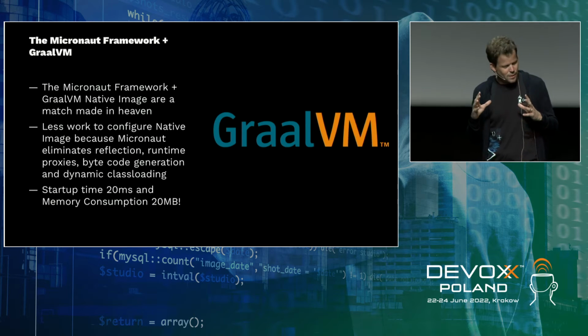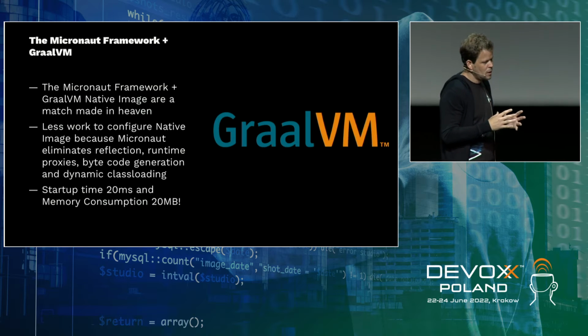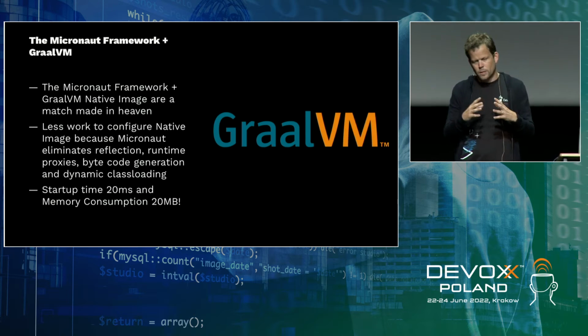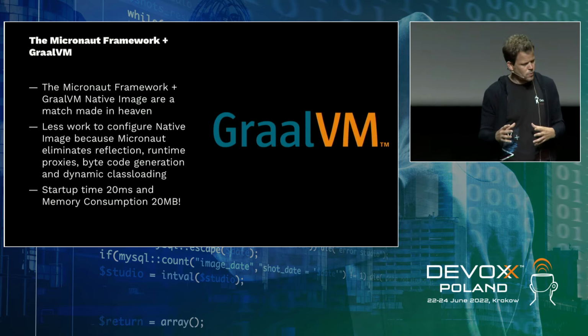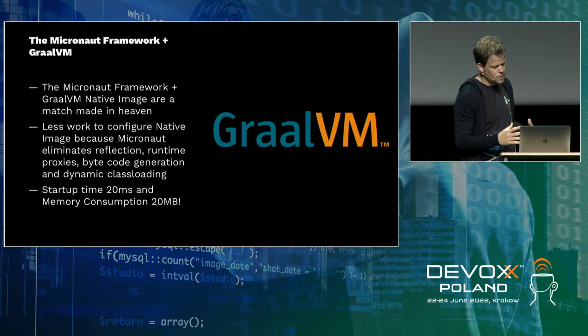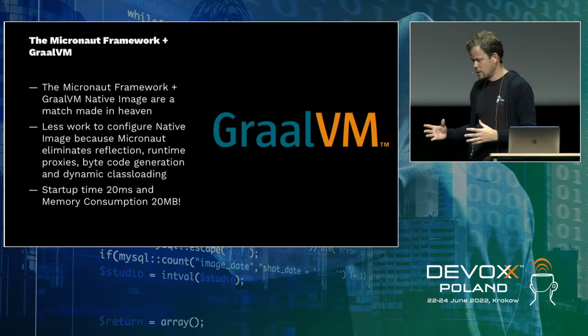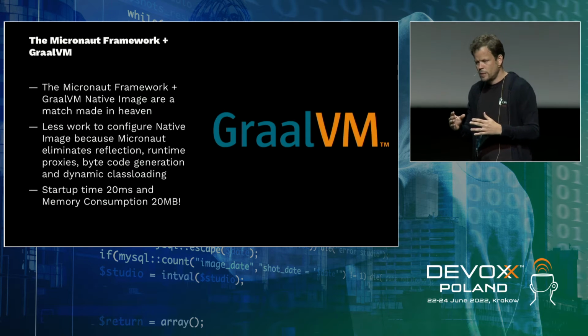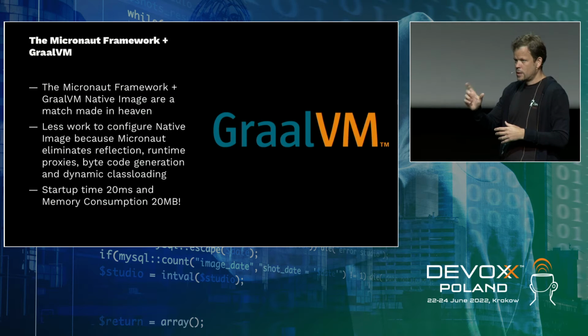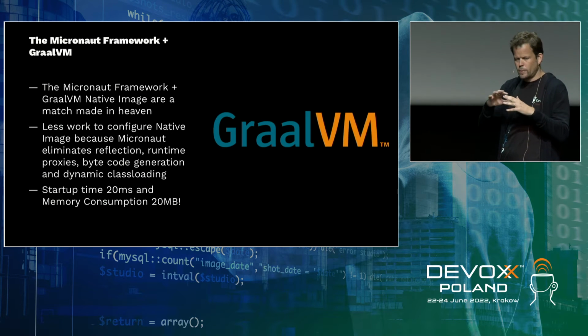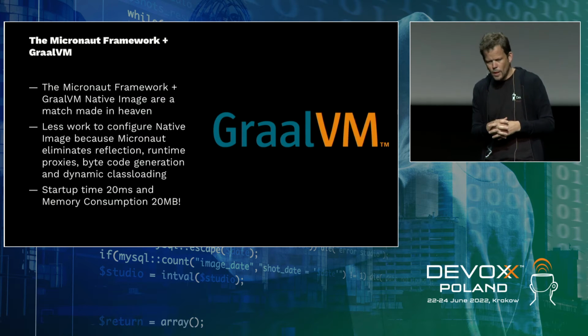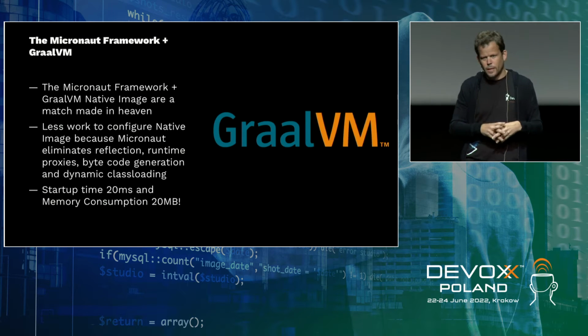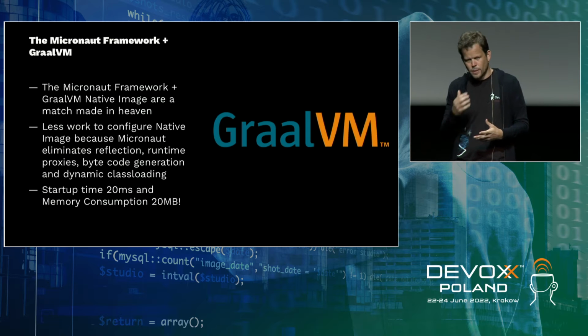And the reason is because Micronaut doesn't do reflection, doesn't have any runtime proxies, doesn't do any bytecode generation, doesn't do any dynamic class loading. It's very simple at runtime. It means it's very easy for GraalVM's native image tool to perform a closed world static analysis on the Java code and figure out how to turn a Micronaut application into a native executable.